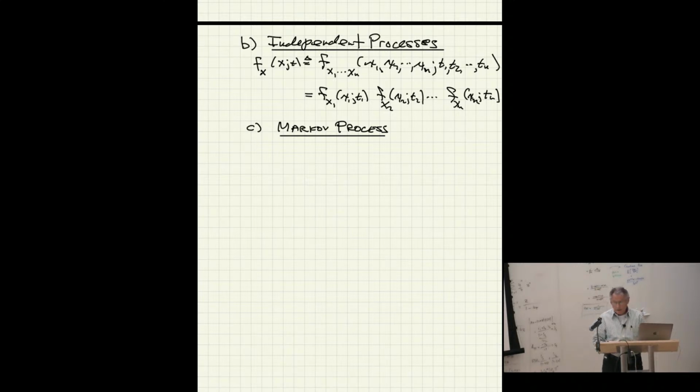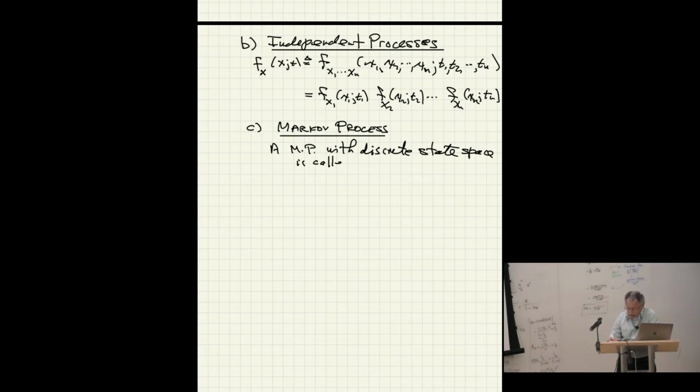And it was a classic paper. He won a prize for this paper, by the way. So there's a richness behind this idea. So let's define what it is. Okay. A Markov process, which I'll abbreviate by MP, with discrete state space is called a Markov chain. We're going to use lots of those.